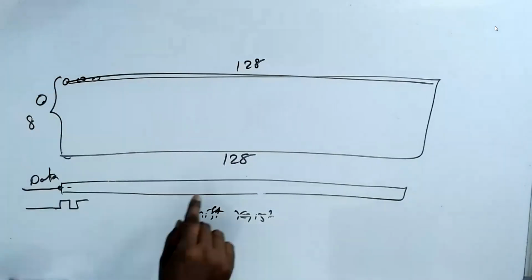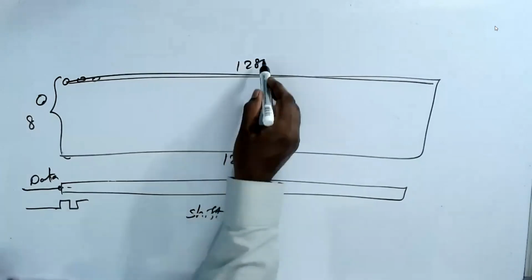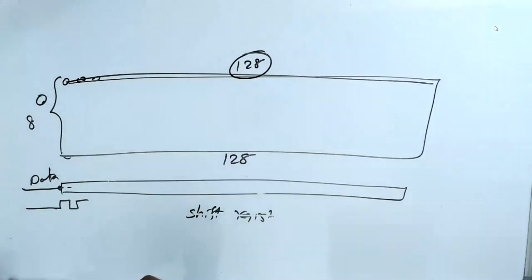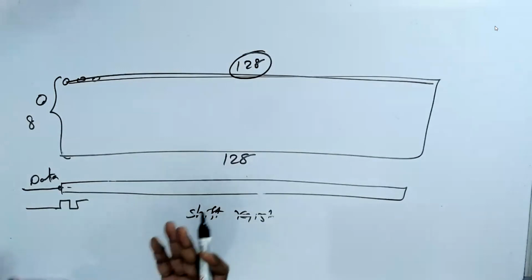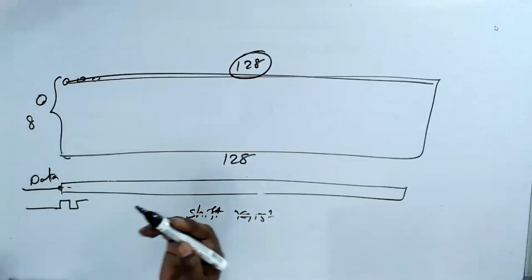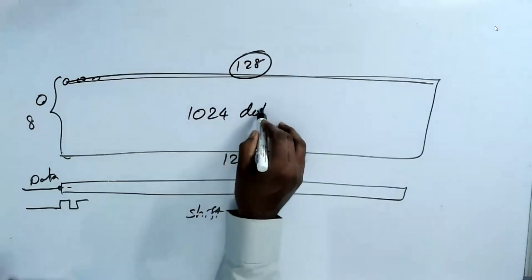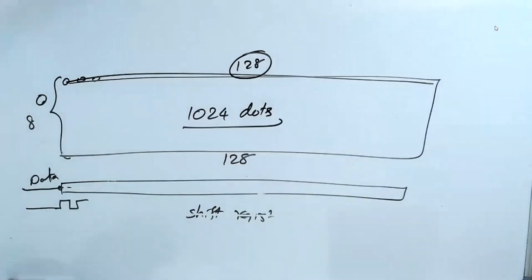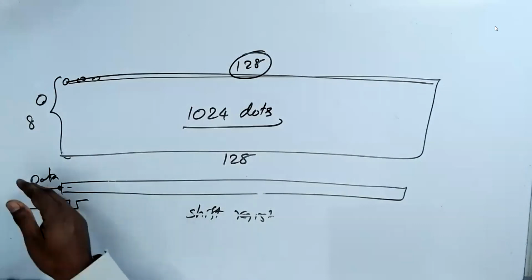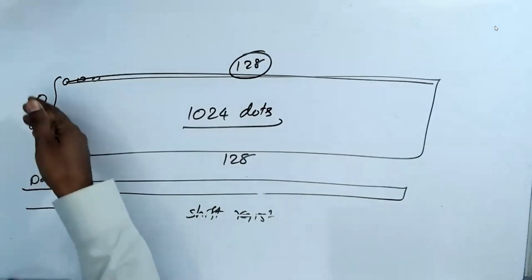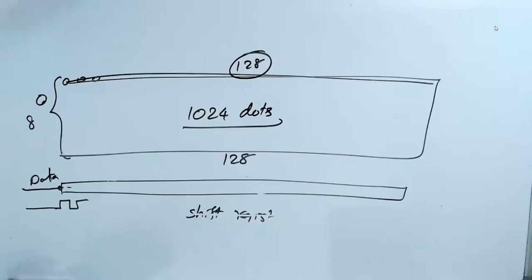So you know what the advantage is here? For 128 by 8, think of how much: 1024 dots. I can connect them through only 2 wires and a row connection. Okay, so you understand that.